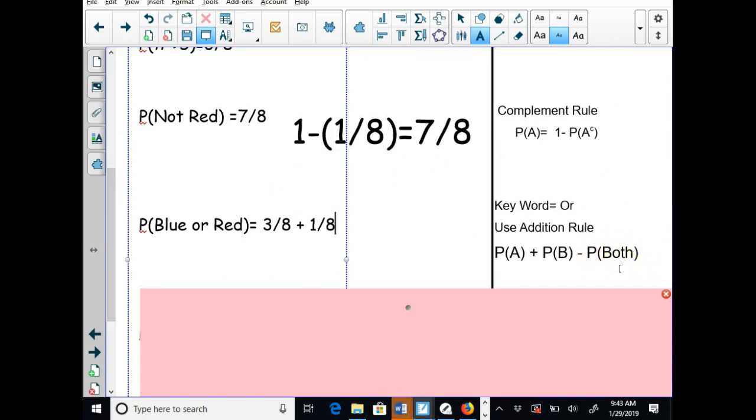Well, I can't have a blue and a red happening at the same time when I spin the spinner, so we don't have to subtract anything. That's the catch with the addition rule. Sometimes you will not have to subtract that. That means our events are called mutually exclusive. Mutually exclusive events means the 2 events can't happen at the same time.